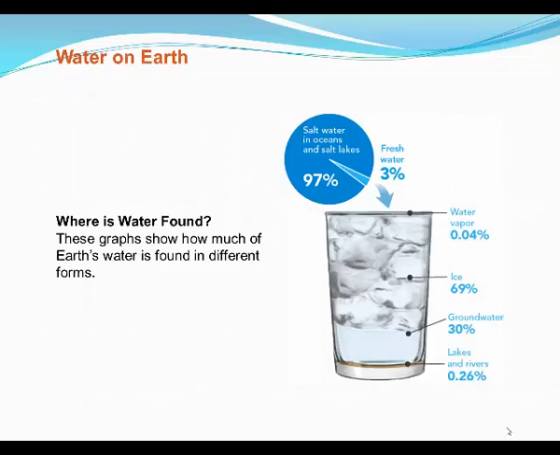So this picture represents the same thing that we just talked about. 97% of the world's water is salt water. Fresh water makes up 3%. Of that 3%, water vapor is 0.04%. Ice is 69%, groundwater is 30%, and the lakes and rivers make up about 2.26%.